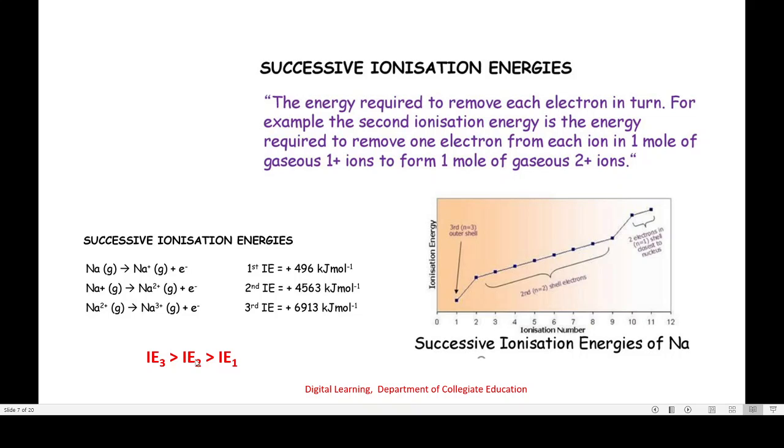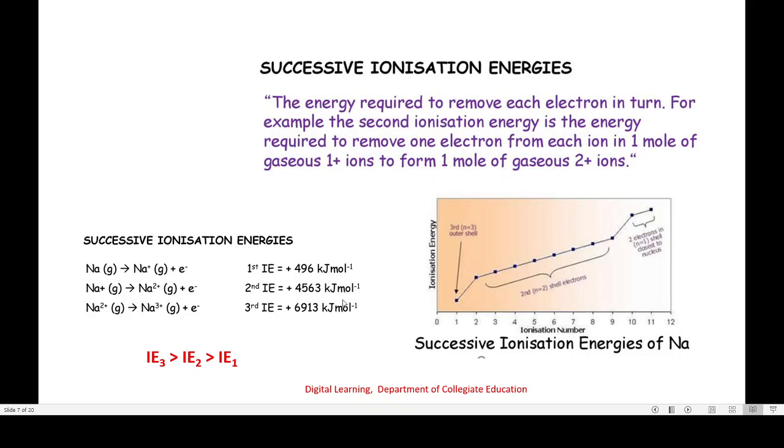And this can be explained as follows. It has been found that the successive ionization enthalpy goes on increasing progressively because it becomes difficult to remove the successive electron.